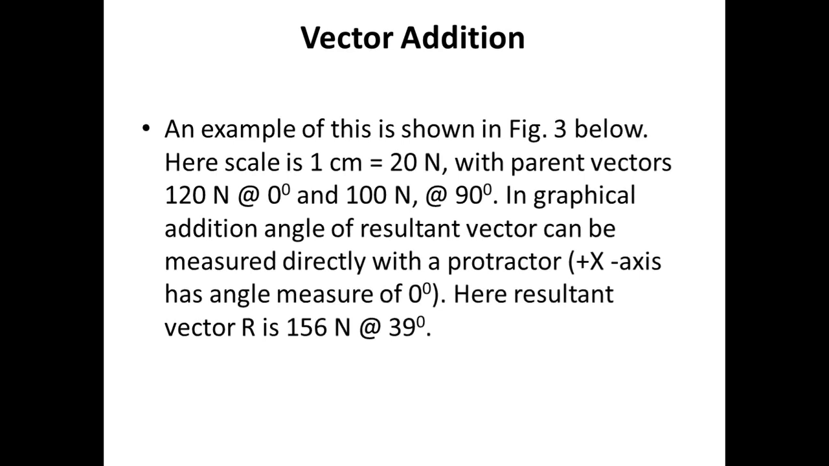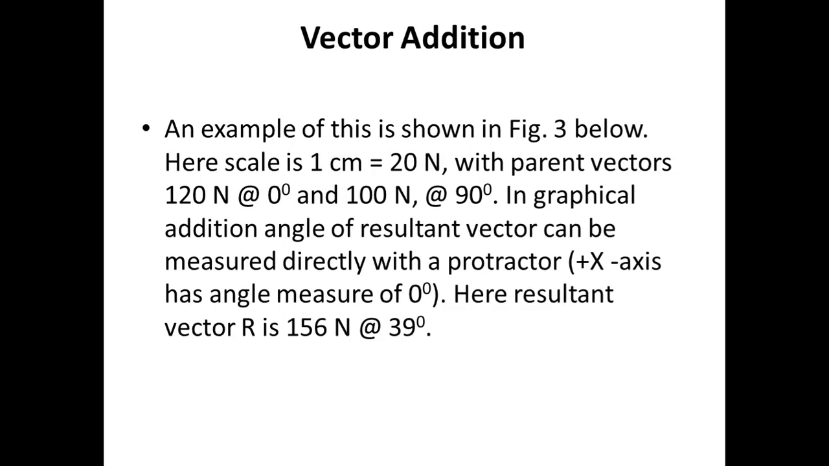So let's have an example. Here, the scale is 1 centimeter equal to 20 newtons, with parent vectors of 120 newtons at 0 degrees and 100 newtons at 90 degrees. In graphical addition, the angle of the resultant vector can be measured directly with a protractor.